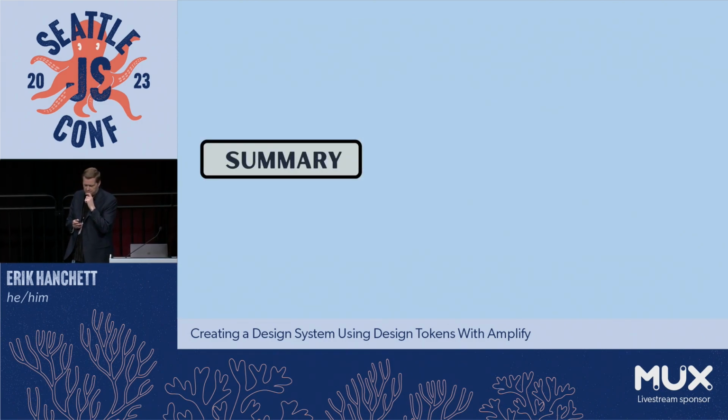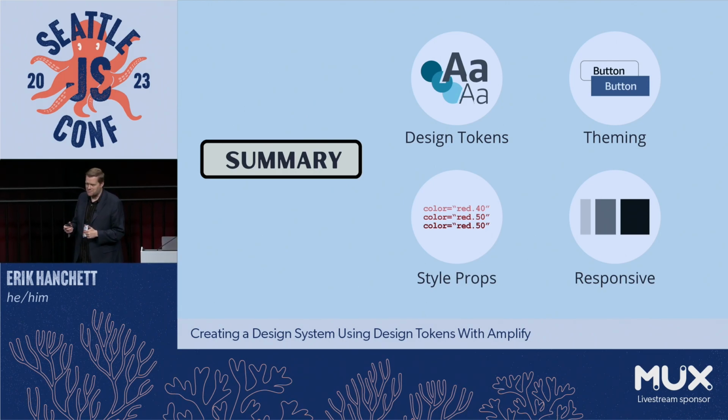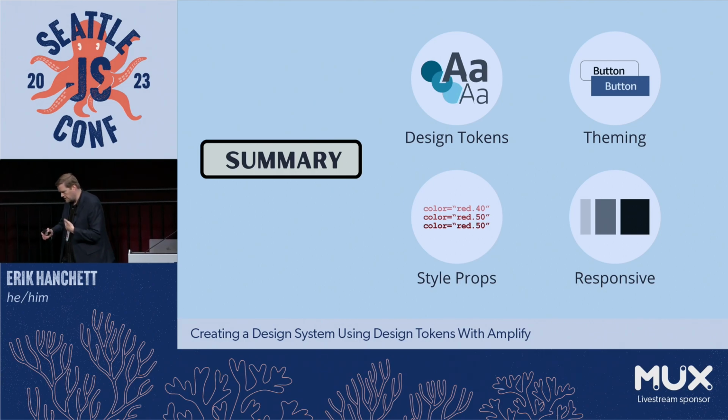In summary, we've talked about design tokens. I hope everybody here now is excited about design tokens and using it in your next app. We talked about theming and how you can use theming, and how can you have a consistent design. We looked at style props, and then we also looked at responsive layouts and how you can have your responsive layout used basically in your theme object and use it throughout.